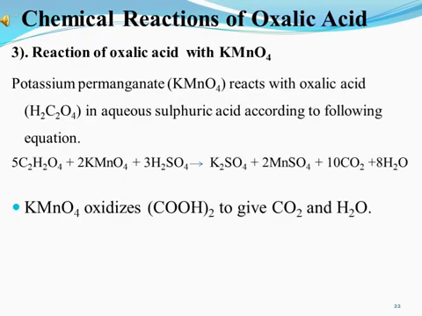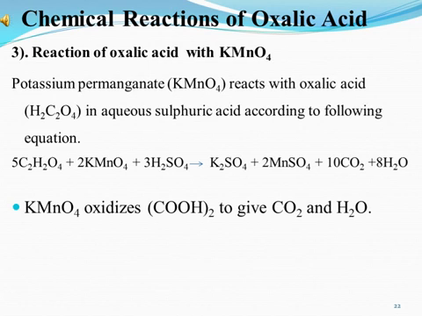Chemical reactions of oxalic acid. Now, reaction of oxalic acid with potassium permanganate, KMnO4. Potassium permanganate, which is an oxidizing agent, reacts with oxalic acid in aqueous sulfuric acid according to the following equation.